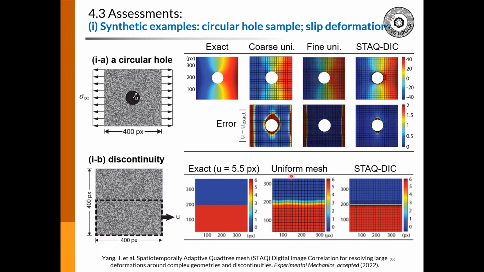If I try the uniform mesh, you can see all the subsets near this crack have been smeared. They should have a sharp jump, but they have been smeared. If we try our new method, all the data points near this crack will be spatially and automatically refined, and you can handle this discontinuity accurately and efficiently. So this is a synthetic example.